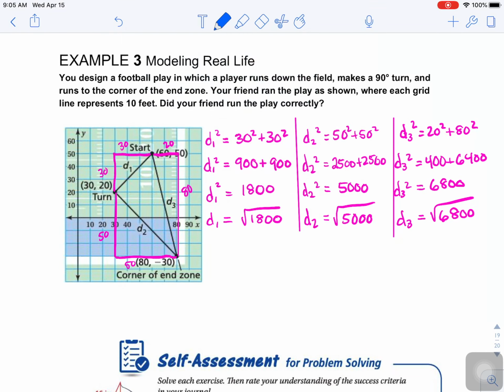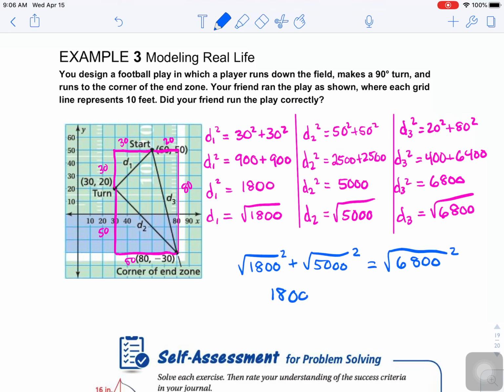Alright, so now we need to plug these into the Pythagorean theorem. I know that D1 and D2 are the legs, because those are the smaller numbers, and I know that D3 would be the longest side, so I plug that in for C. Something squared in the square root would cancel out, so I get 1,800 plus 5,000 equals 6,800, which would add to 6,800 equals 6,800. So yes, your friend ran the play correctly because that formed a right triangle, which is what we were trying to decide.